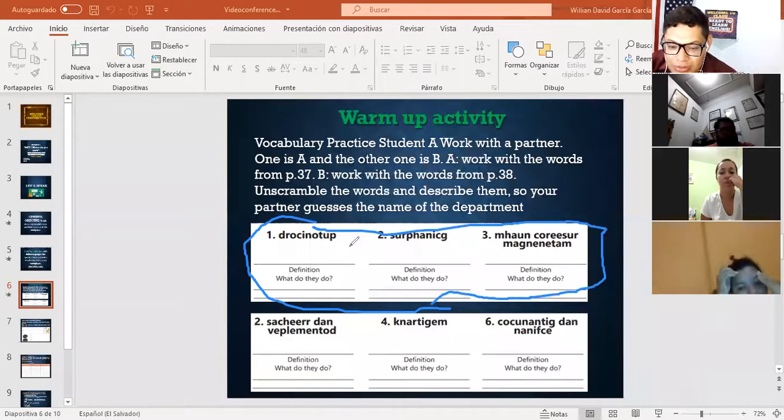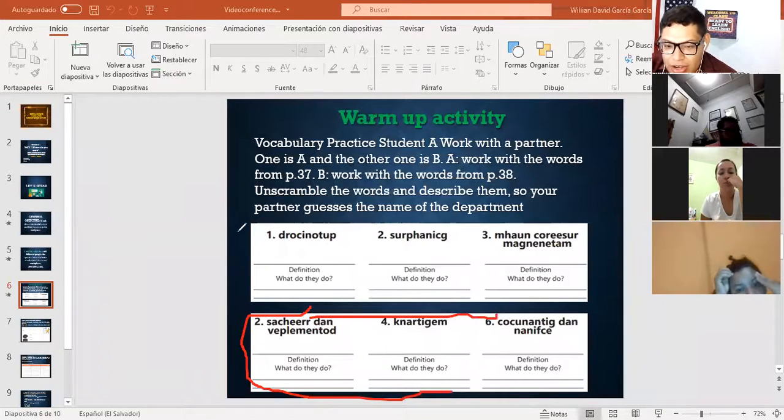And also, the other one is going to be for another student. Esta segunda parte va a ser para su compañero. ¿Qué es lo que ustedes van a hacer? What are you going to do? I will explain you what to do.